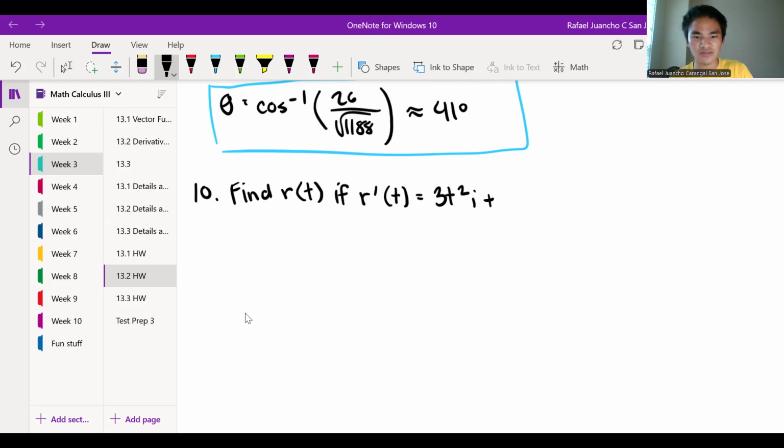Let's just write it out. 6t to the 5th j plus, what's this? Square root of t k. And we're also given a point here. So we're given r of 1, which is equal to i plus j.